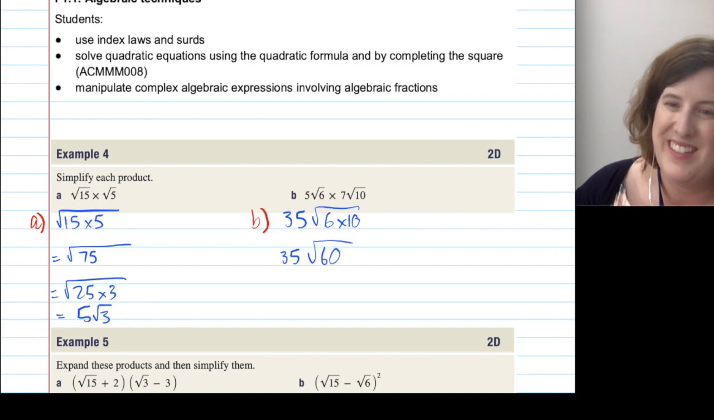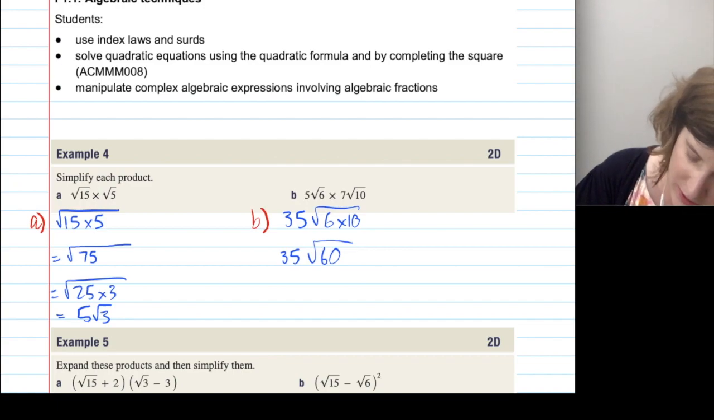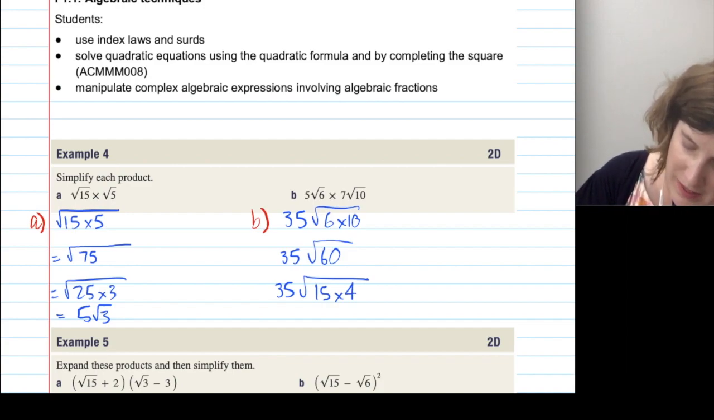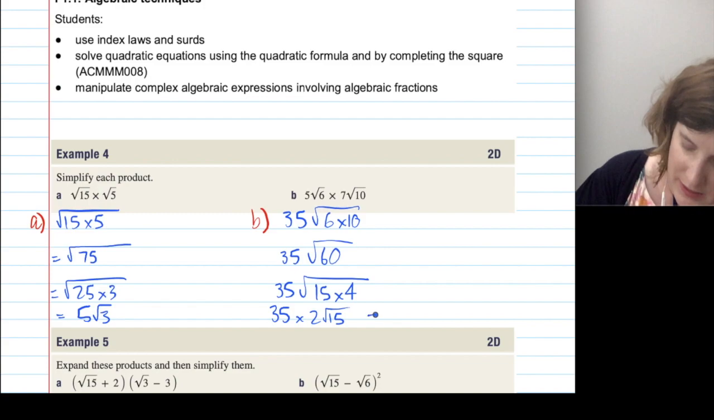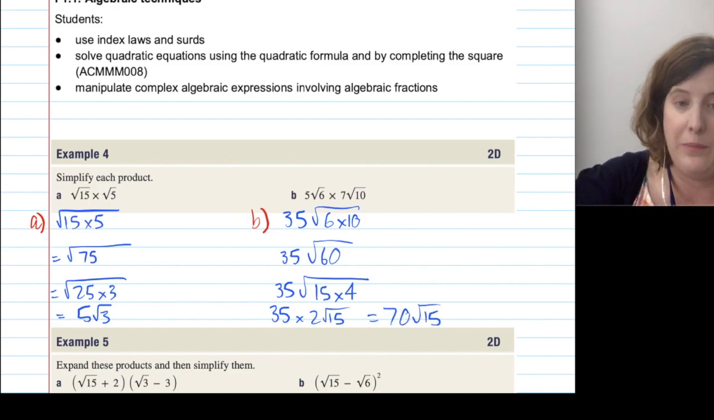Any square numbers go into 60? Well, I know 4 does. 15 times 4, anything else? No. So it's 35 root 15 times 4, which means it's 35 times 2 root 15, because the 4 came out and became the 2. And that makes us 70 root 15. And that's it. That's all we can do.